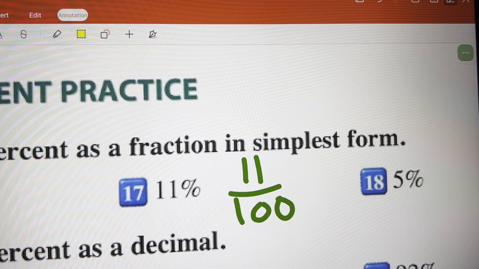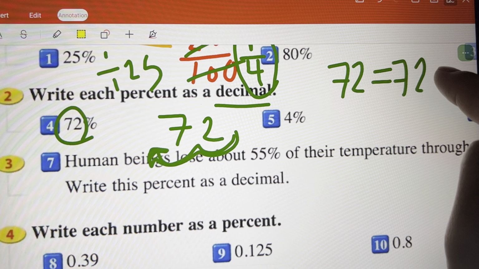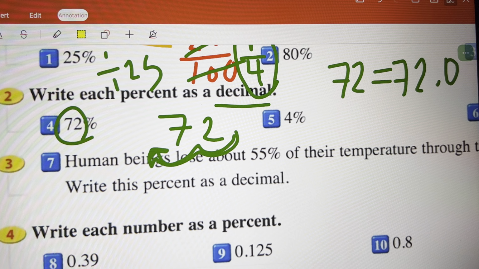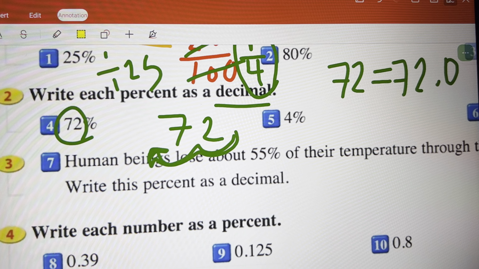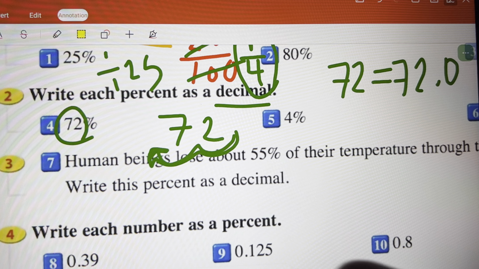Why do we do this? Because 72 is the same thing as saying 72.0. It's like saying I got 80 and another student comes and says, but I got 80.00. It's still the same. Both of them have got 80. So here, 1, 2, my answer will be what? I put a decimal point here, and my answer is going to be 0.72.